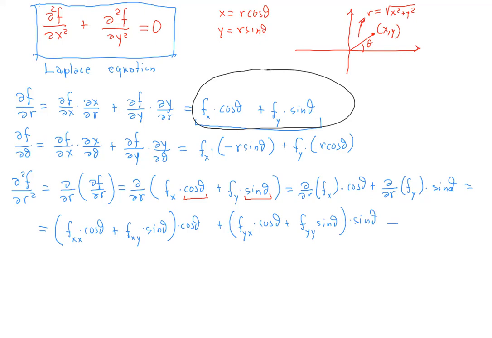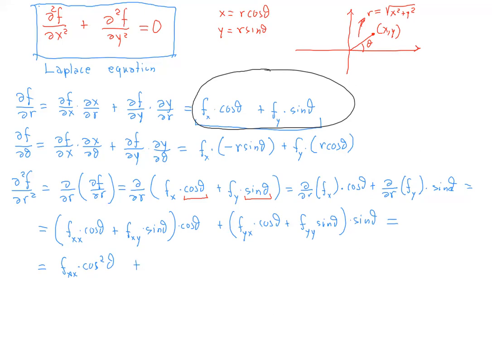And if you like, you can rearrange this slightly. So you will have f sub xx times cosine squared of theta. And then remember that f sub xy is the same thing as f sub yx. That's Clairaut's theorem.